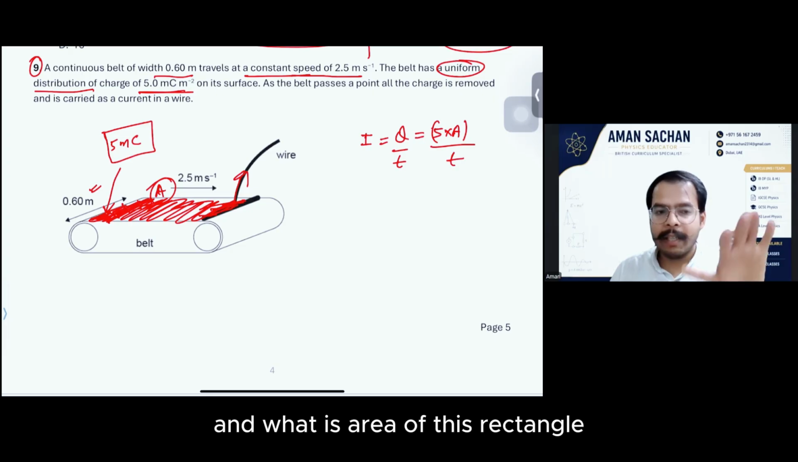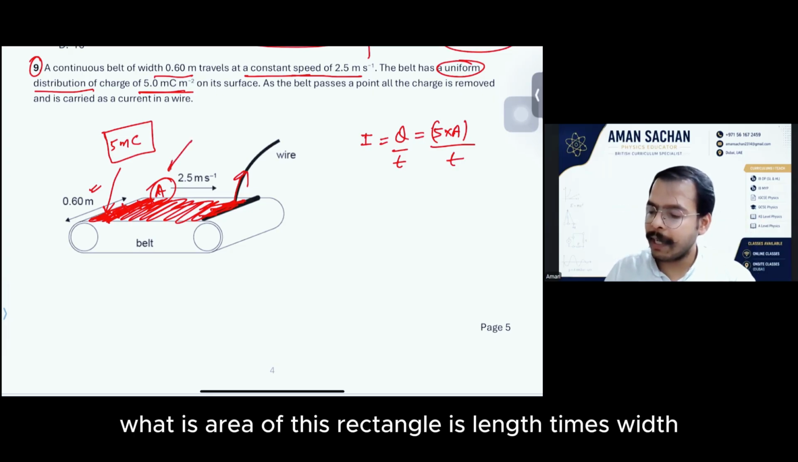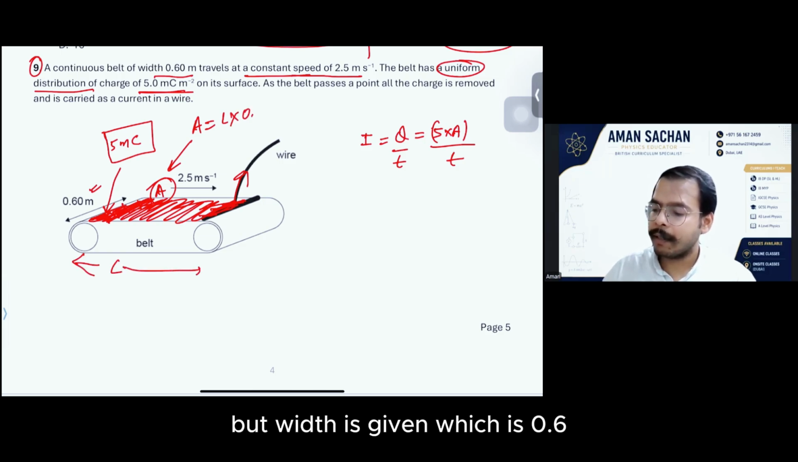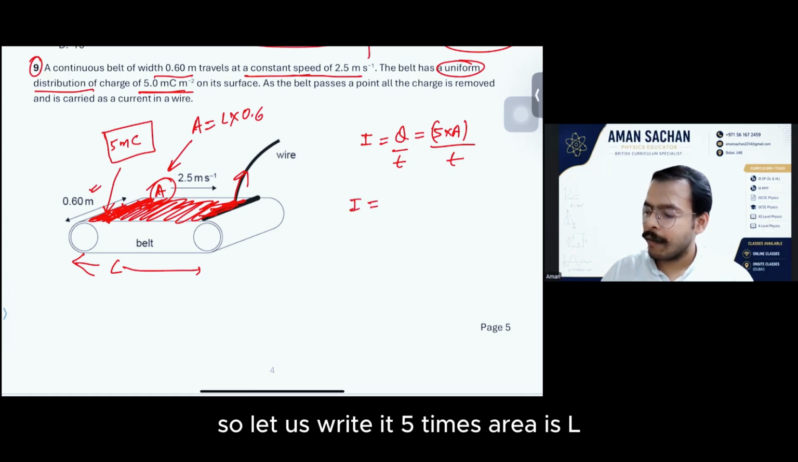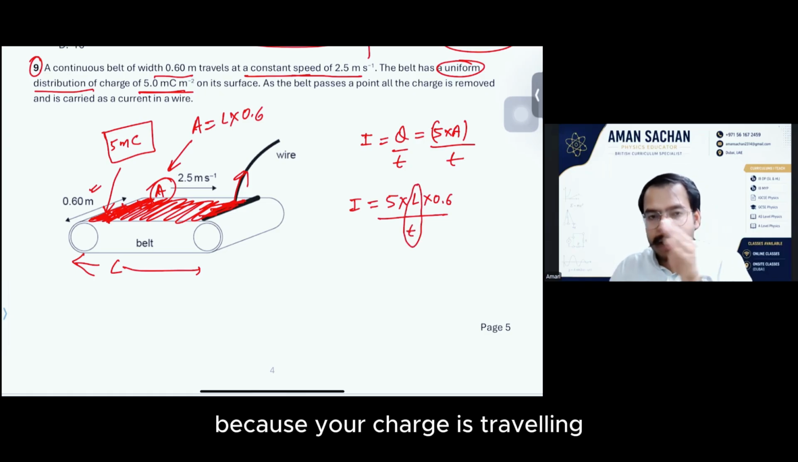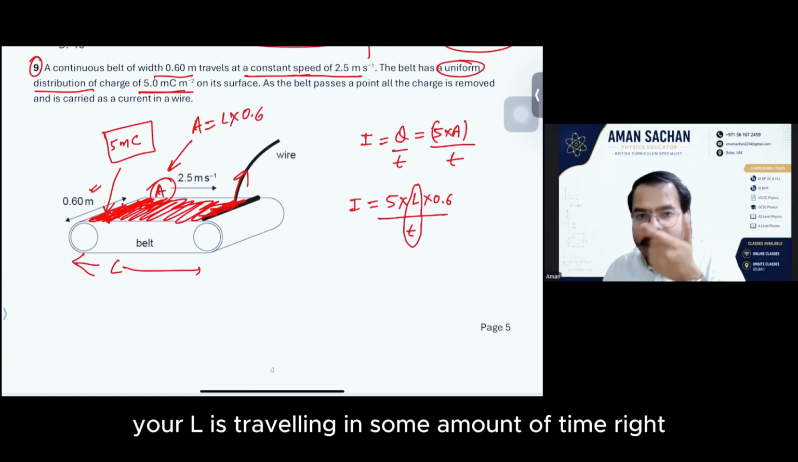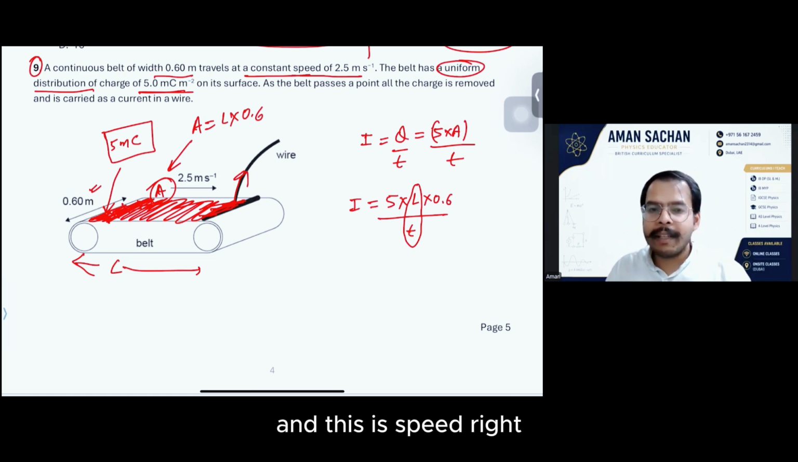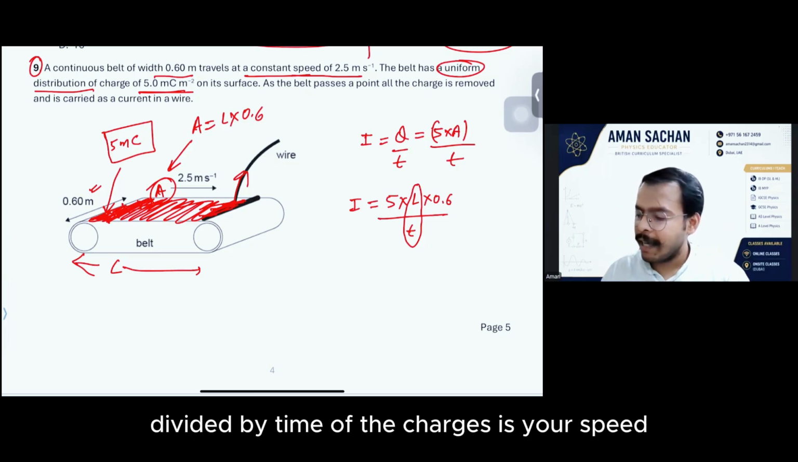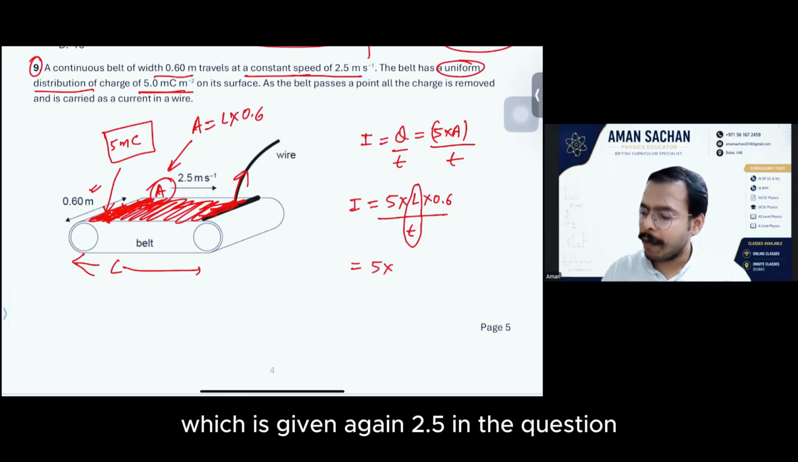What is the area of this rectangle? It is length times width. Length I don't know, let us say L. The width is given, which is 0.6. So let us write it: 5 times area, which is L times 0.6, divided by T. You notice L divided by T, because your charge is traveling a distance L in some amount of time. Distance traveled by the charges divided by time is your speed, which is given again as 2.5 in the question.